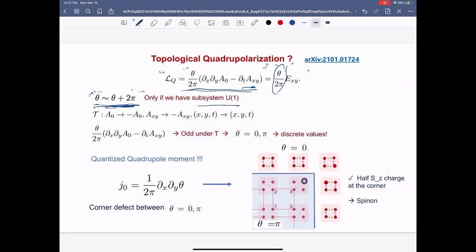And in the meantime, remember the system has a time reversal symmetry. Time reversal symmetry acts on the spin degree of freedom, and when it acts on the S_z rotation, A_0 becomes minus A_0, and the spatial component A_xy becomes minus A_xy. So if we apply the time reversal symmetry operator, the quadrupolarization term would acquire a minus sign. And since the ground state of the system is time reversal invariant, so the linear response.